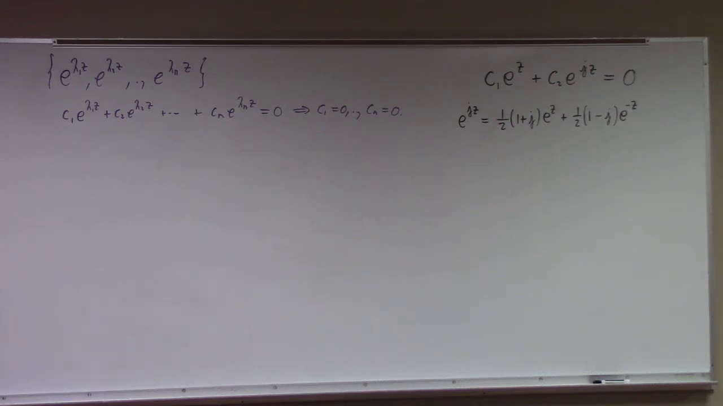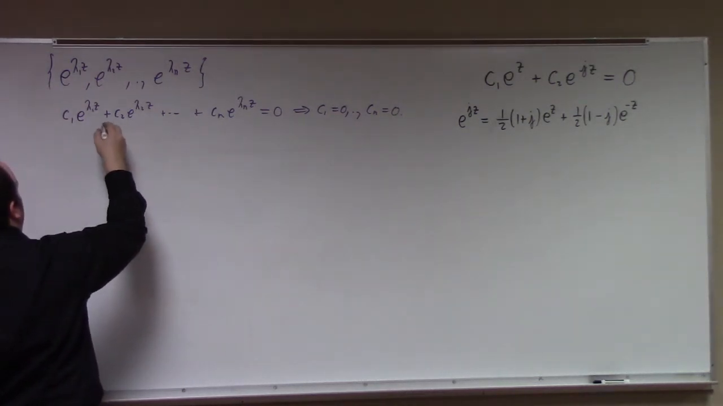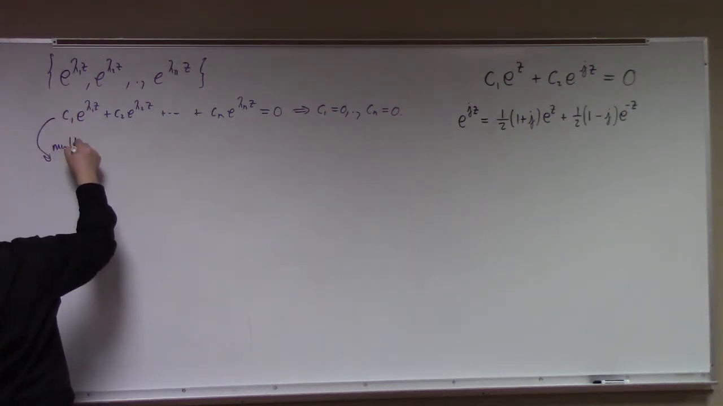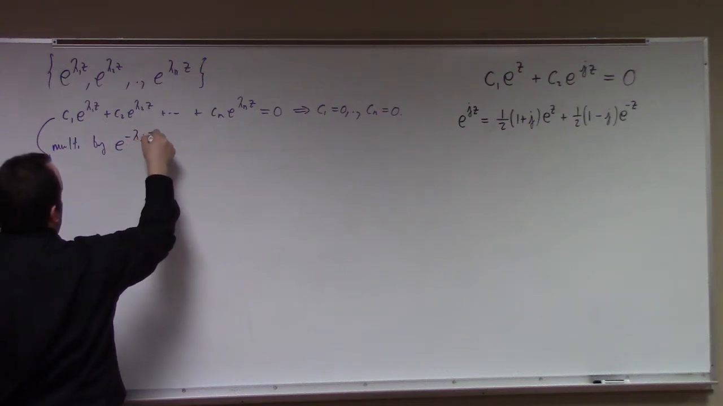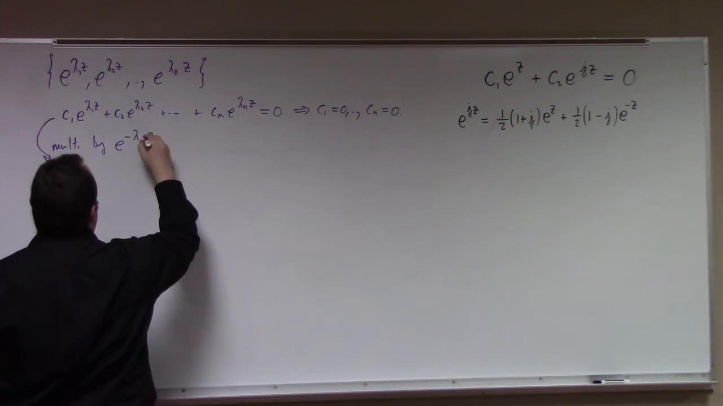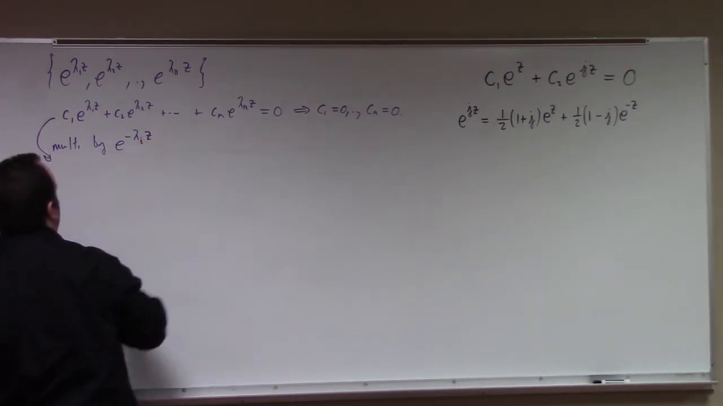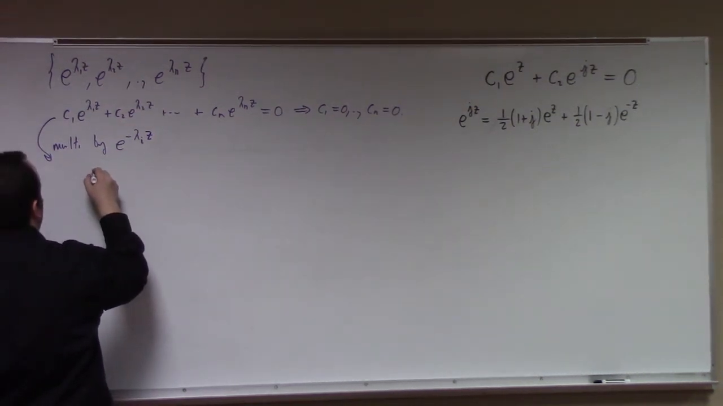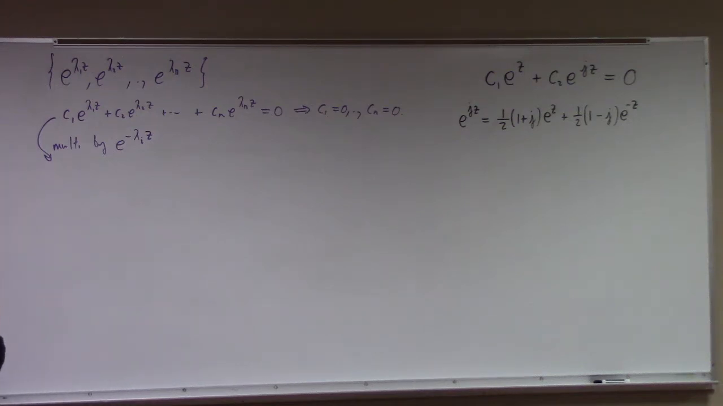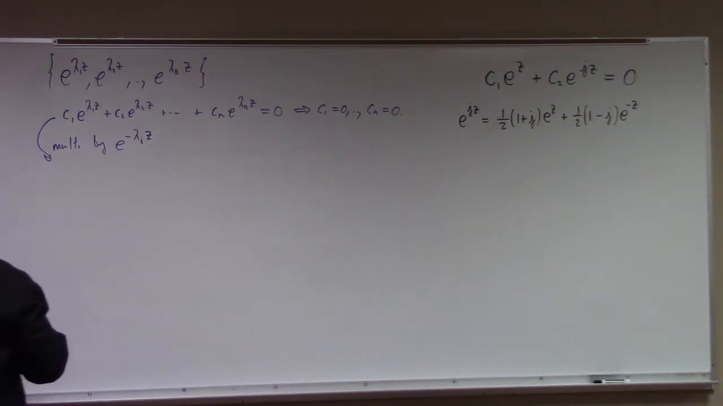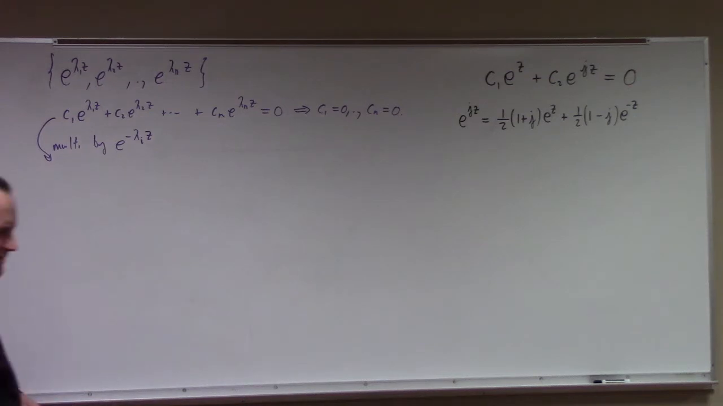So if I multiply that by, let's multiply by e to the minus lambda sub i z. There, you happy? All right. Then what happens? We've got, oh, that doesn't help. I'm an idiot. Curses. I mean, that will isolate the c sub i, but that doesn't directly help. Do I actually have to calculate the Wronskian? Is that how I did it? Yeah.